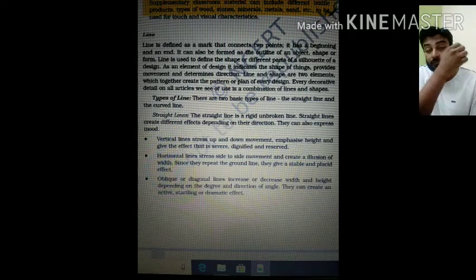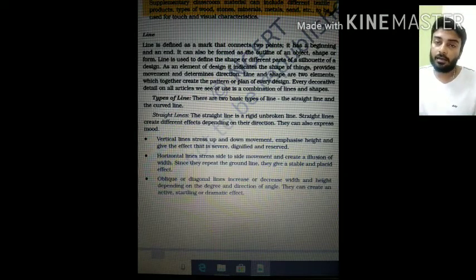The third one is the oblique or diagonal lines. You can see that these lines are made diagonally from one point to the other, from a vertex. Oblique or diagonal lines increase or decrease width and height depending on the degree and direction of the angle. They can create an active, startling and dramatic effect. So these are the basic types of straight lines.